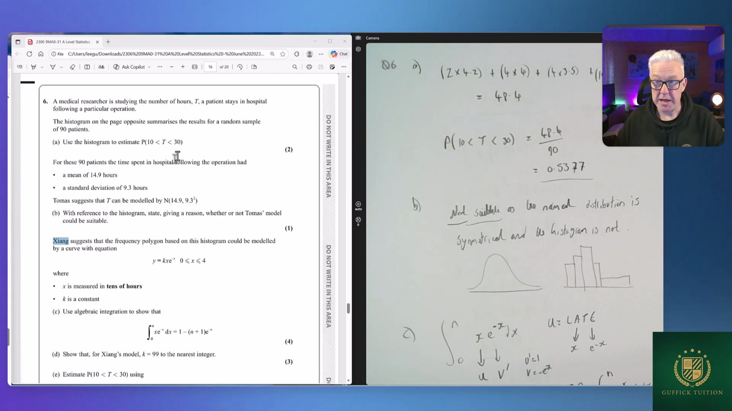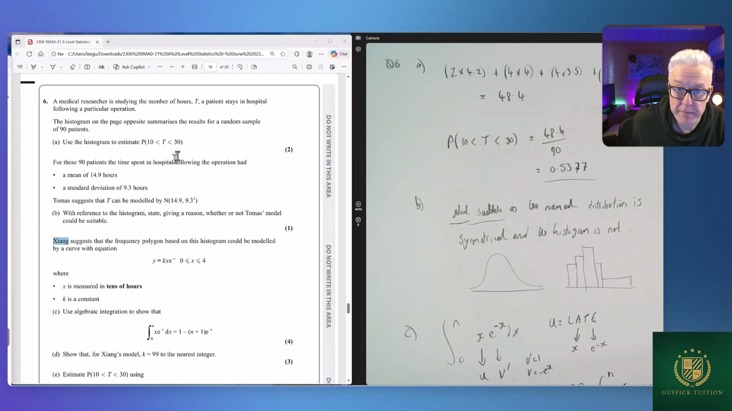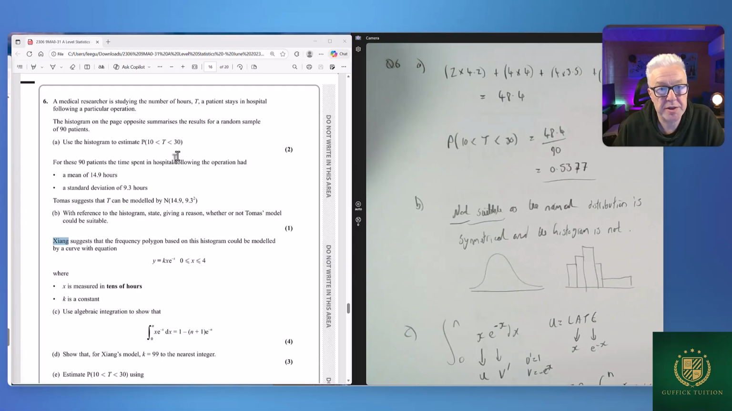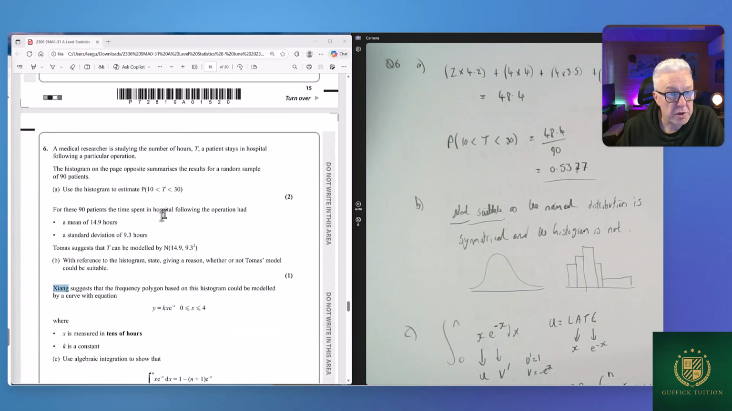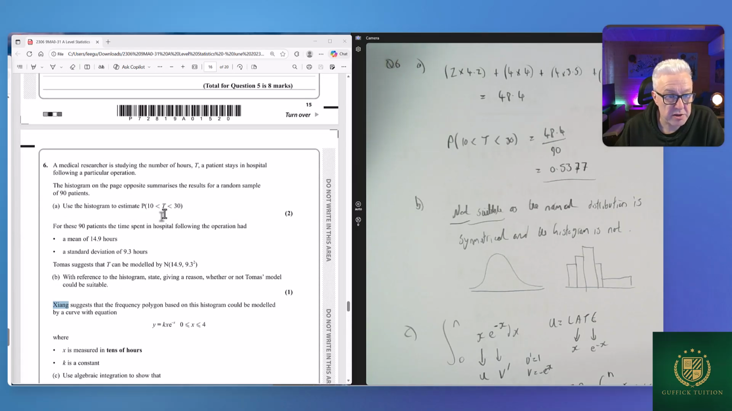Hello everyone, we're on the last question now of the statistics paper from 2023. It says a medical researcher is studying the number of hours T that a patient stays in hospital following a particular operation. The histogram on the page opposite summarizes the results for a random sample of 90 patients. Okay, let's have a look at the histogram. There's the histogram. What does it say? It says use the histogram to estimate the probability that the stay is between 30 and 10.